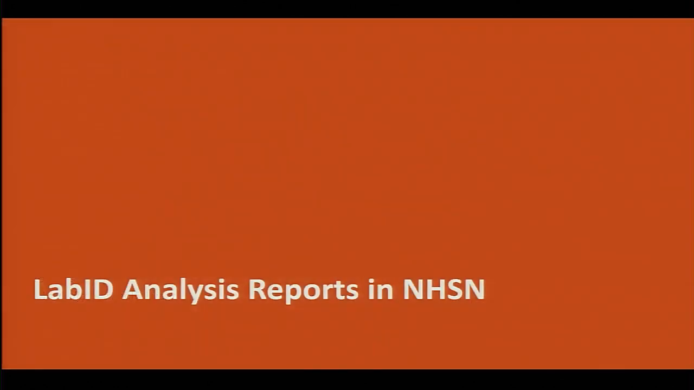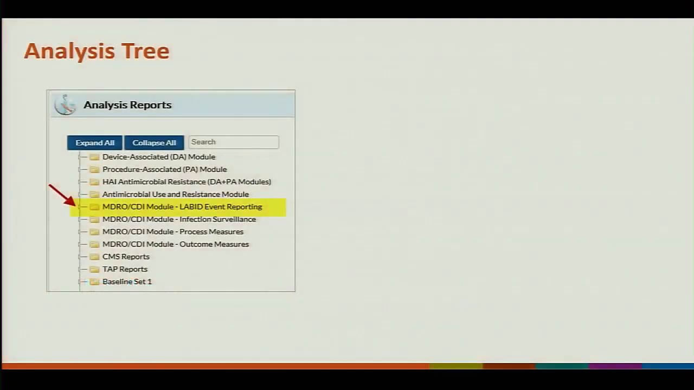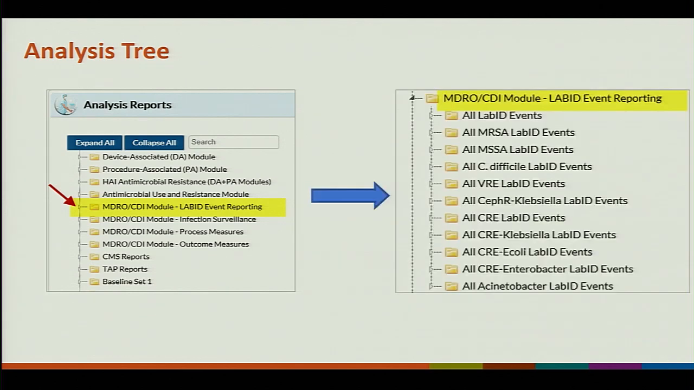Okay, so let's get started with LabID analysis reports in NHSN. So the first thing you will see when you go to the analysis portion of NHSN is a list of folders that contain the analytic reports for each module. So today we're going to open the LabID event reporting folder, and you will then see several subfolders, one for each organism in the module.